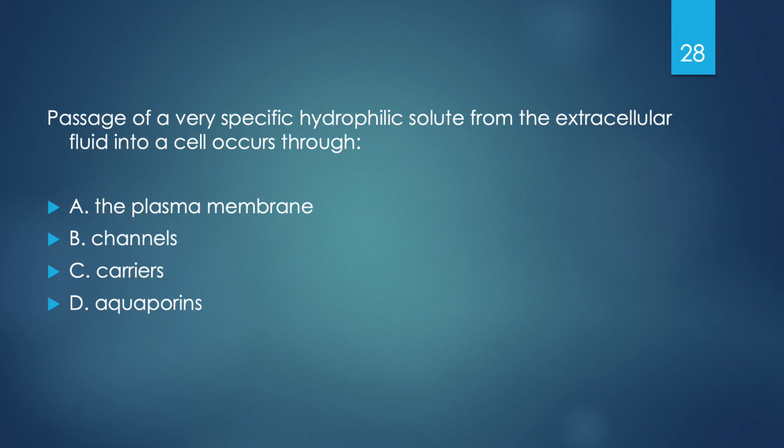Passage of a very specific hydrophilic solute from the extracellular fluid into the cell occurs through A, the plasma membrane, B, channels, C, carriers, or D, aquaporins. Well, aquaporins allow water to pass through, so that doesn't qualify. Carriers will carry specific items, specifically solutes, across the cellular membrane. Channels allow passage of things more freely, and the plasma membrane itself, of course, is the barrier to the cell. So the answer here is going to be C, carriers, because carriers allow for specific hydrophilic solutes to pass through.